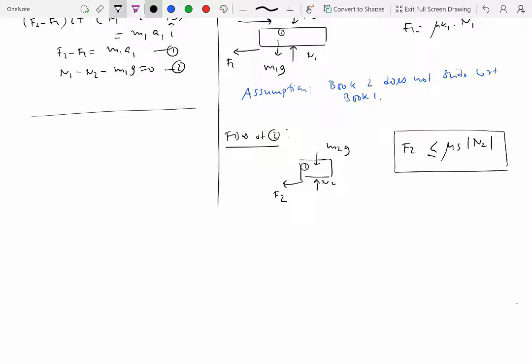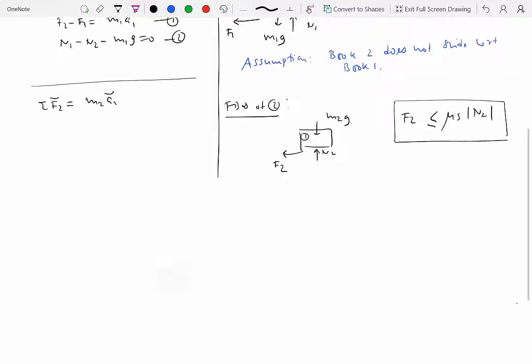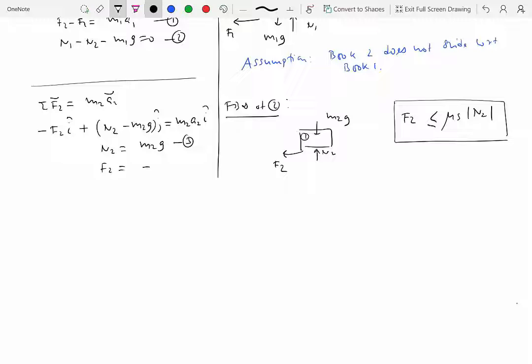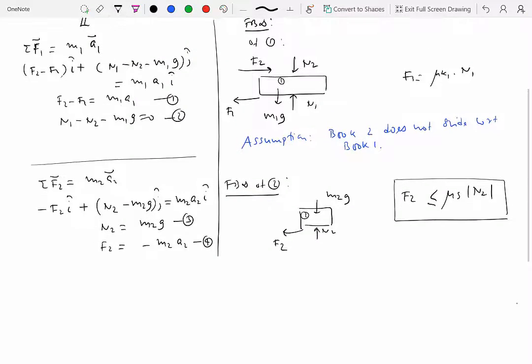We can do a similar analysis for 2, which is sigma F2 equal to M2A2. So what are the forces on 2? We have minus F2 I hat plus N2 minus M2G J hat equal to M2A2 I hat. So that gives us N2 simply as M2G and F2 equal to minus M2A2. That's number 4. Okay. All right.